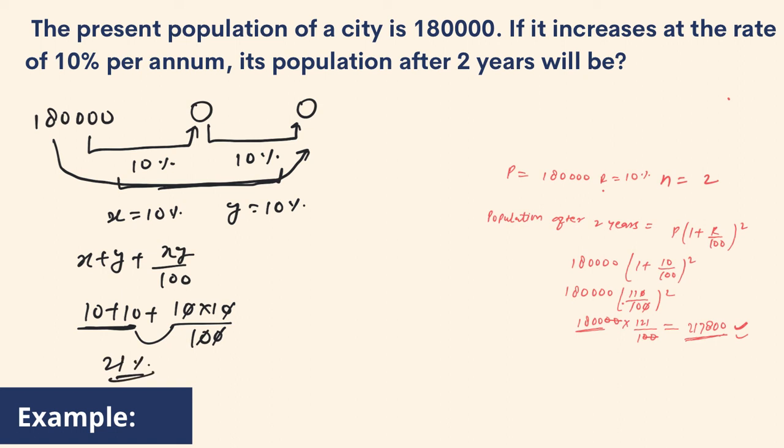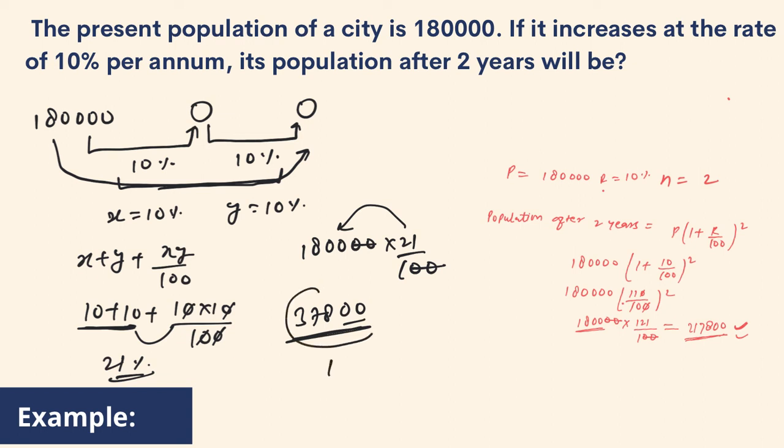So I can say from here to here the percentage change will be 21%. So I can calculate 21% of 1,80,000. 00 to 00 cancel. When I multiply 20 with 18, 00 as it is, 21 with 18, I will get 378. So this is my 21%.